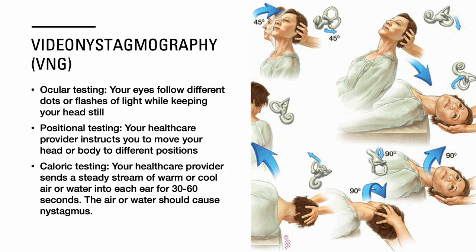A VNG includes 3 parts. During ocular testing, your eyes will follow different dots or flashes while you keep your head still. During positional testing, your healthcare provider will move your head into different positions to see if nystagmus is triggered. During caloric testing, your healthcare provider will send a steady stream of warm or cool air or water into each ear. This testing should cause nystagmus. These different tests will help determine if you have a peripheral or central deficit and if there is an ear that is weaker than the other.